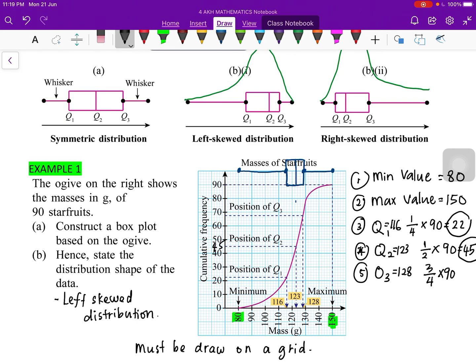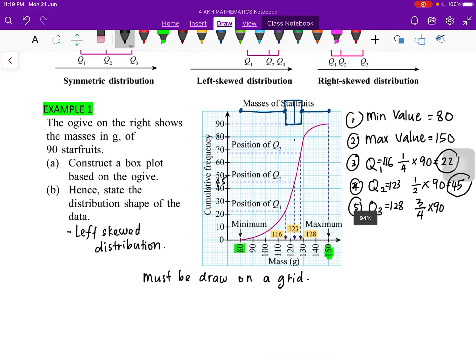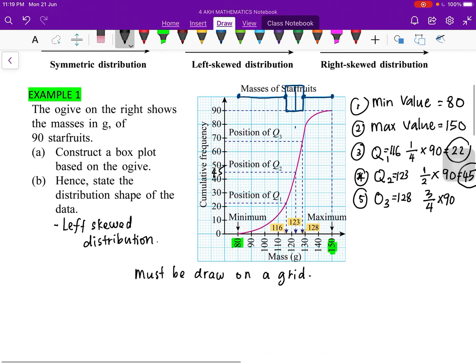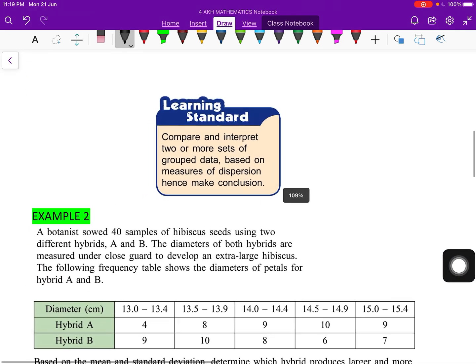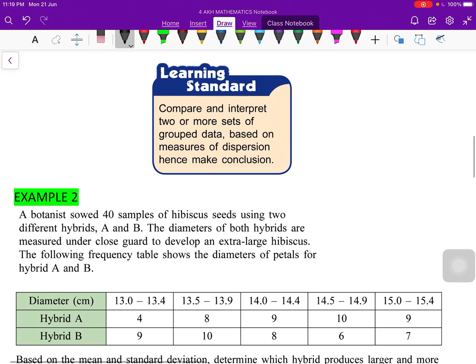Okay, so that is for example 1. Straightforward, you draw your box plot and from here kita bandingkan either it is symmetric, left skewed or right skewed. So obviously here this is a left skewed distribution. Okay, so kita continue kepada learning standard yang kedua.